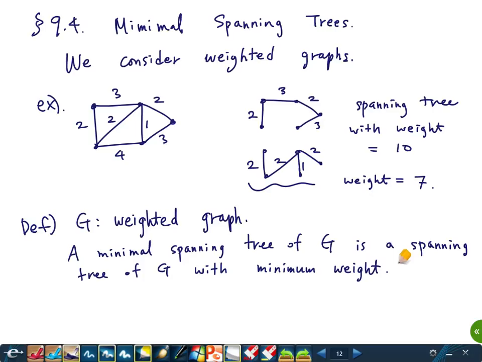There could be more than one minimal spanning tree. There could be several, many. But if two trees are minimal spanning trees, their weight must be the same because the weight is minimum. There are several trees attaining that minimum weight. That's possible. In many situations we want to find the minimum spanning tree to reduce the building cost.